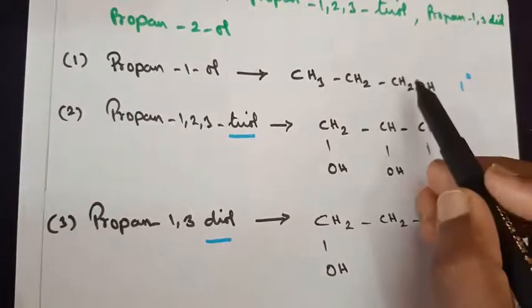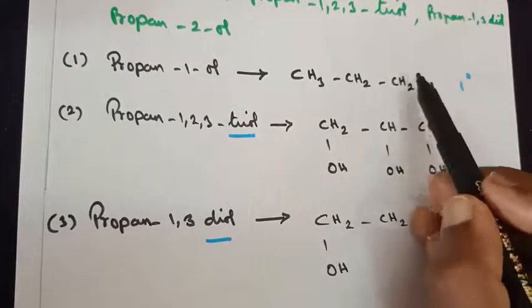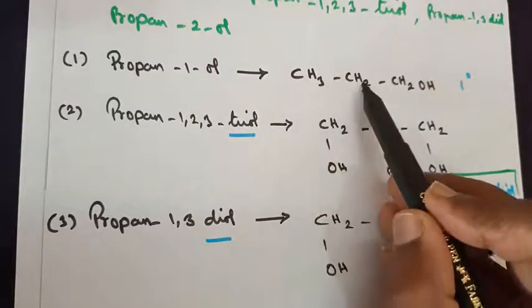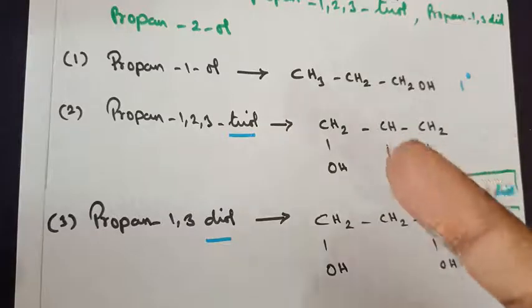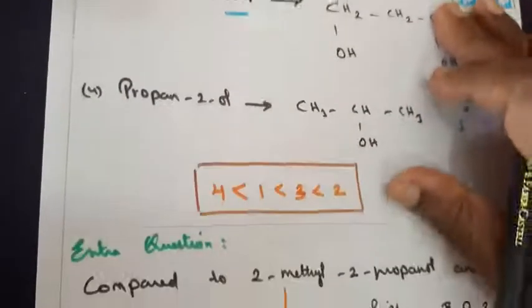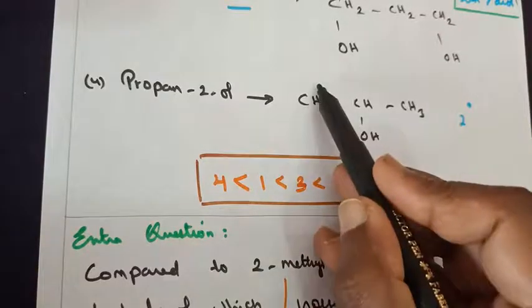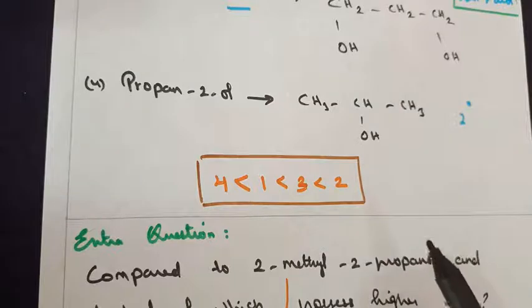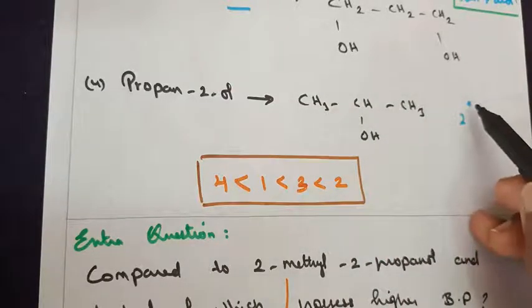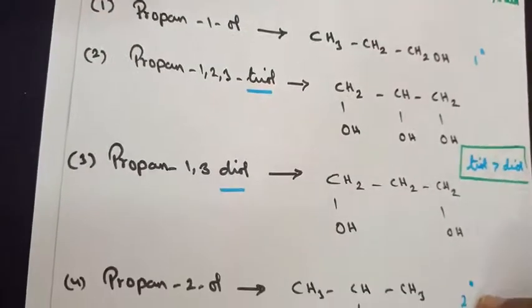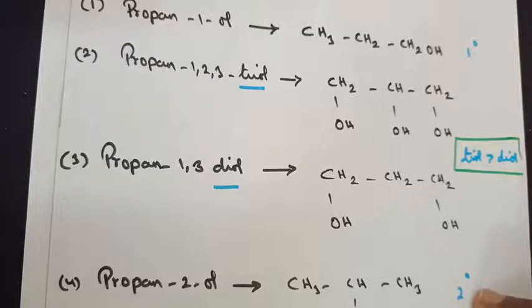Now consider in terms of primary, secondary and tertiary. How many alkyl groups are here? CH3, CH2, CH2 makes up one alkyl group, hence it is called a primary alcohol. If you look at the last one, CH3 is one alkyl group, and this CH3 is another alkyl group. So 2 alkyl groups are there, hence we call it a secondary alcohol. So the first and the fourth one, you understand the concept involved.